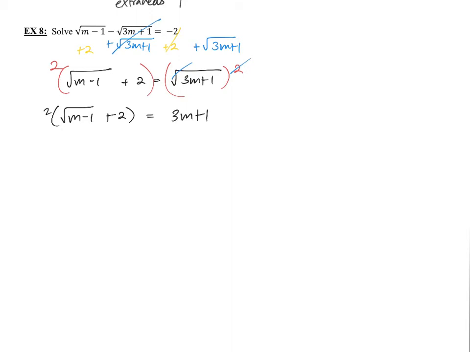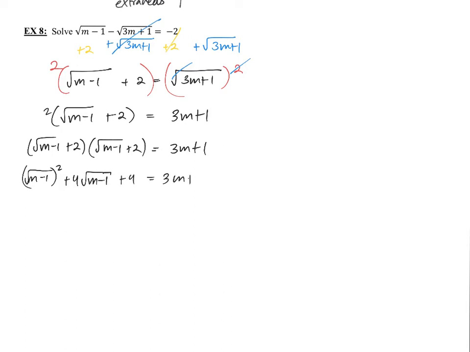But we have to multiply this out. Remember, we cannot distribute in that 2. If you did that, for shame. Okay. Root m minus 1 plus 2, root m minus 1 plus 2. Foiling that out, that's going to be root m minus 1 squared plus 4 root m minus 1 plus 4 equals 3m plus 1. Now, when we first multiply those two together, that cancels that radical there, actually. So we're left with m minus 1 plus 4 root m minus 1 plus 4 equals 3m plus 1. Whew!